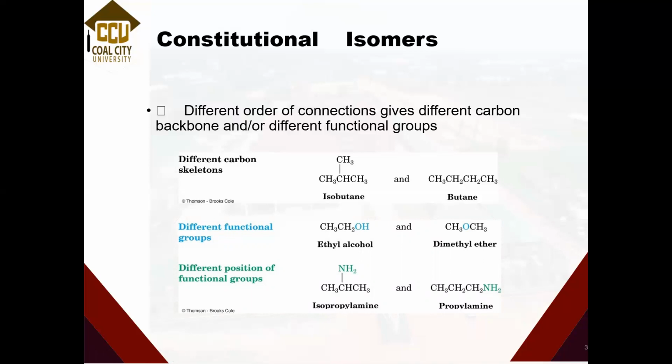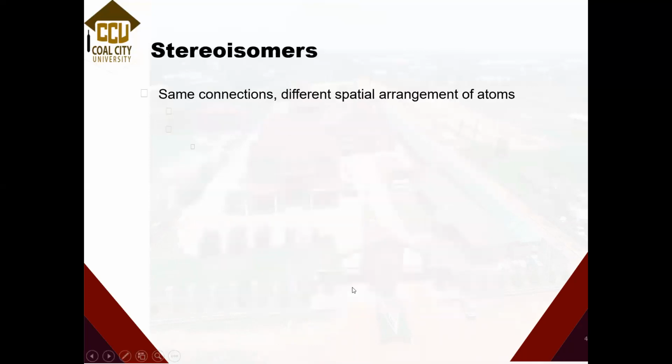but the functional groups are placed on different positions. For example, this is isopropylamine and this is propylamine. Isopropylamine and propylamine only differ in the position of NH2. You can see the NH2, the amine functional group, is on carbon 1 in propylamine, but it's on carbon 2 in isopropylamine. Now, stereoisomers. In the case of stereoisomers, they have the same connection. They do not differ in their connection or their carbon backbone or in their functional groups. They have the same functional group, the same connection, but they differ in their spatial arrangement. They differ in their arrangement in space.